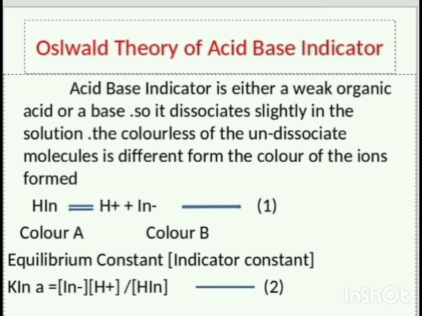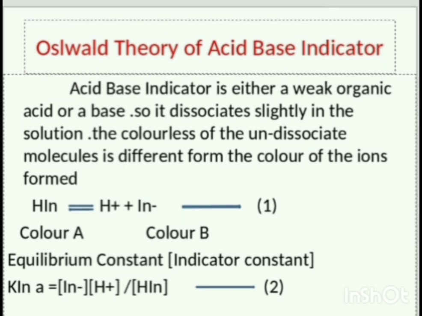Ostwald theory of acid-base indicator. An acid-base indicator is either a weak organic acid or a base, so it dissociates slightly in the solution. The color of the undissociated molecules is different from the color of the ions formed. HIn gives H+ plus In-. HIn is color A. In- is color B. That is equation 1.